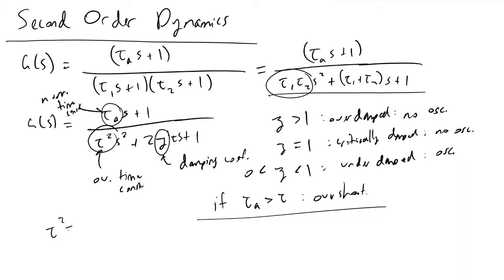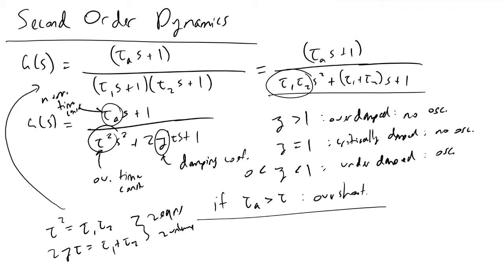And so to kind of spell it out, we can see visually here what tau squared is equal to. So tau squared is equal to tau 1 times tau 2, and then 2 zeta tau is equal to tau 1 plus tau 2. So if you have numbers, we have two equations with two unknowns, and we can evaluate what tau 1 and tau 2 are to put everything back into this kind of nice notation. But for the sake of just introducing these core concepts, these are what we're working with.